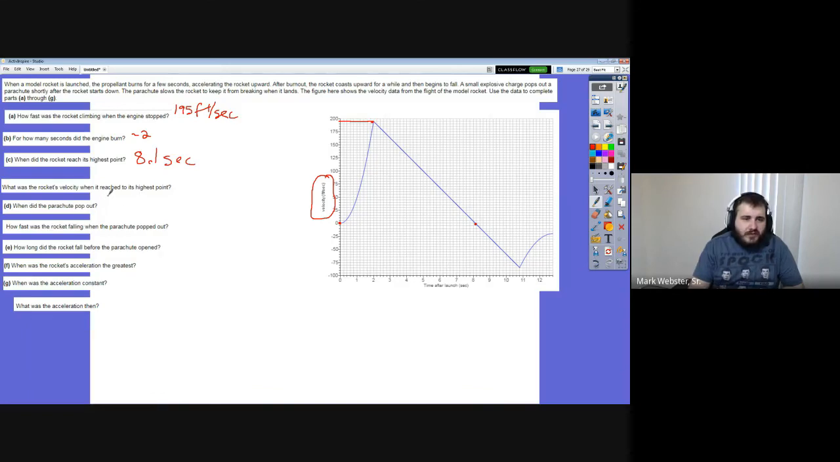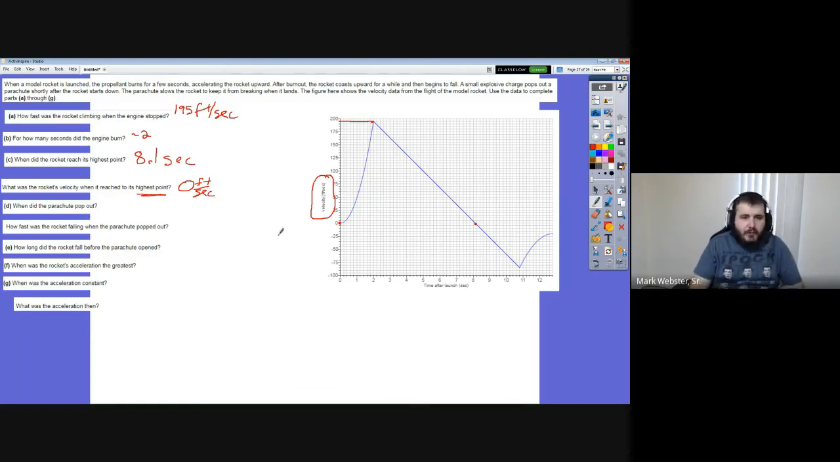What was the rocket's velocity when it reached its highest point? Zero. Remember, we talked about the highest point. If the rocket's velocity was above zero, it would have kept going up. So the rocket's velocity when it reaches its highest point had better be 0 feet per second. Otherwise, something's really wrong.